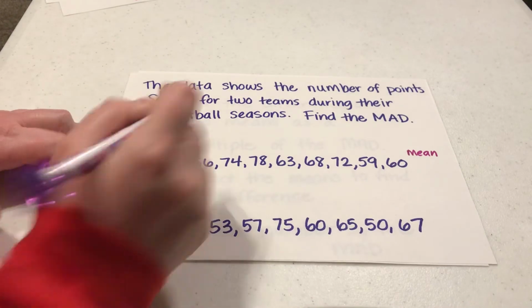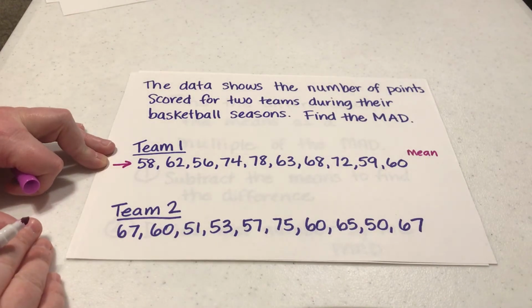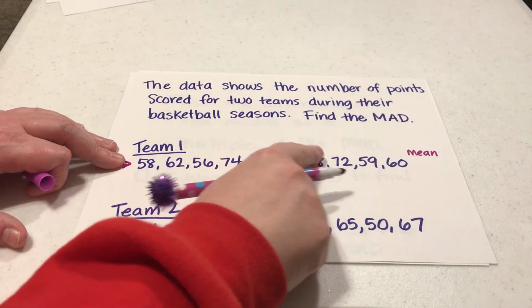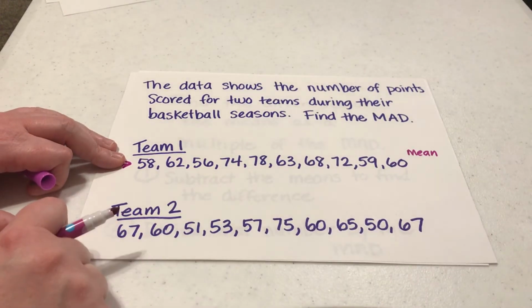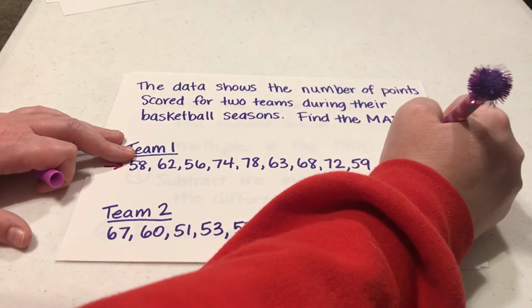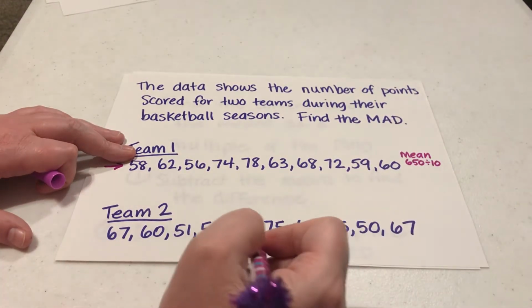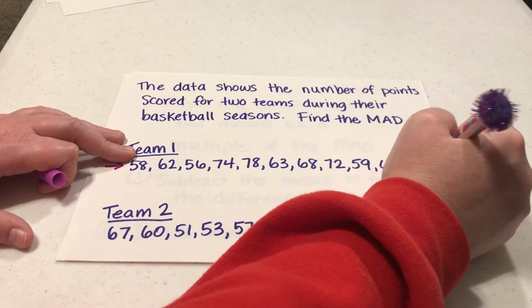And the mean of this data set, I'm going to add them all up and divide by 10, because there's 1, 2, 3, 4, 5, 6, 7, 8, 9, 10 numbers in here. I totaled that up. I ended up with 650 divided by 10, and so my total mean was 65.